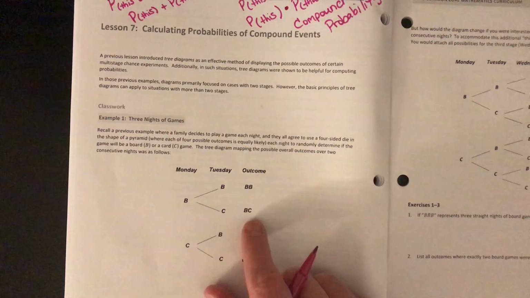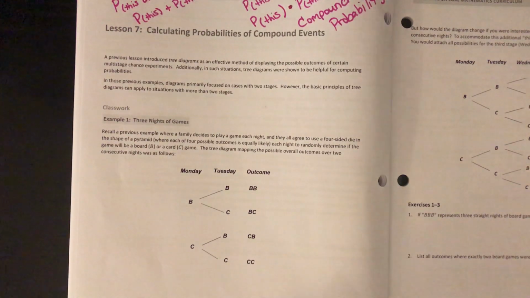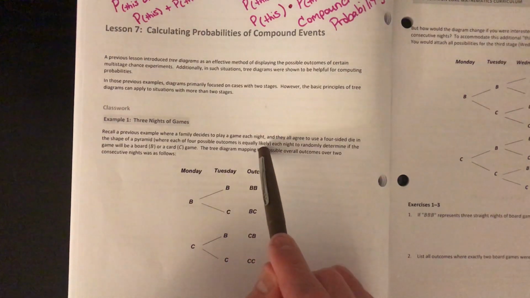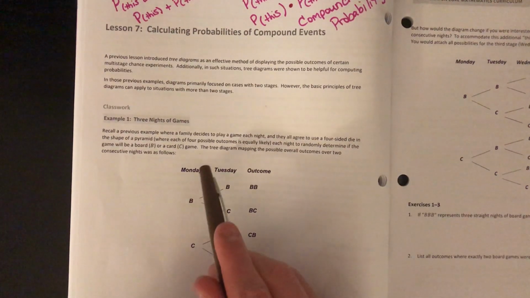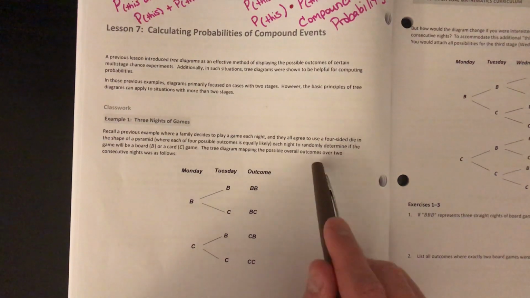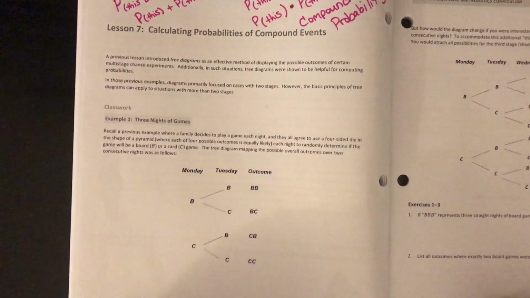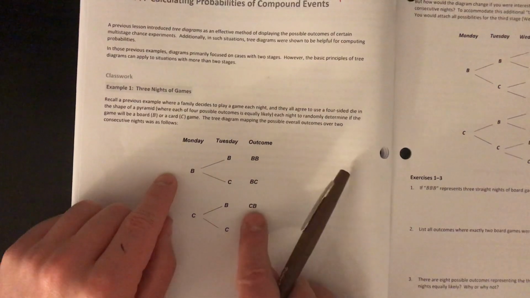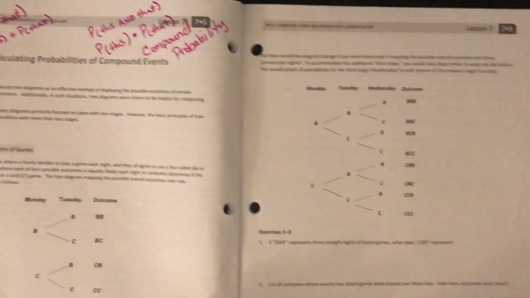And so it looks like we're going to be talking about that weird family that rolls the 4-sided die to see if they're going to play a board game or a card game again. So let's look at what they want us to do here. It says, recall a previous example where a family decides to play a game each night, and they all agree to use a 4-sided die in the shape of blah, blah, blah. Okay. The tree diagram mapping the possible overall outcomes over 2 consecutive nights was as follows. Okay, so this is the same tree diagram we were looking at in lesson 6, where they could go board game, board game, board game, card game, card game, board game, card game, card game. All right, and so let's see what they want us to do now.